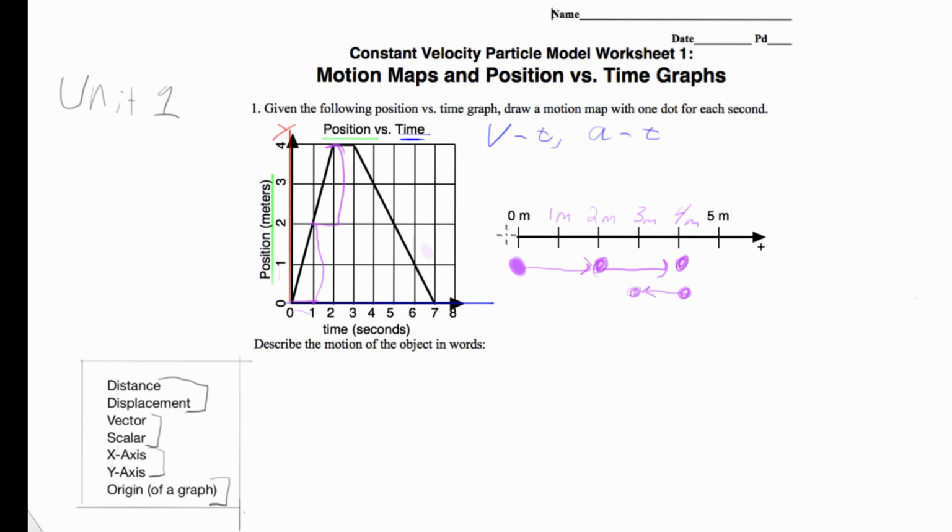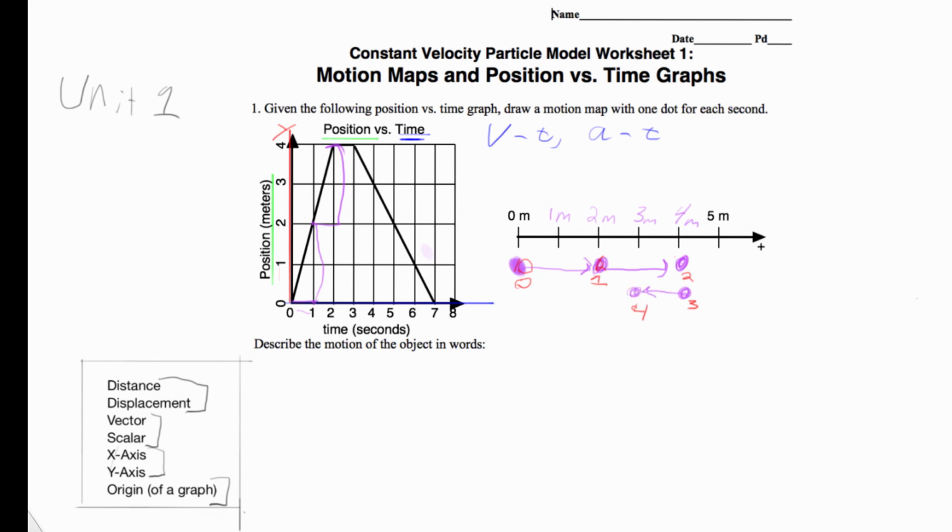And then, let me add in a different color. I'm going to show too much rather than too little here. So this is starting at second 0. This is at second 1. It's at 2 meters. At second 2, it's at 4 meters. At second 3, it's also at 4 meters. At second 4, it is at 3 meters.